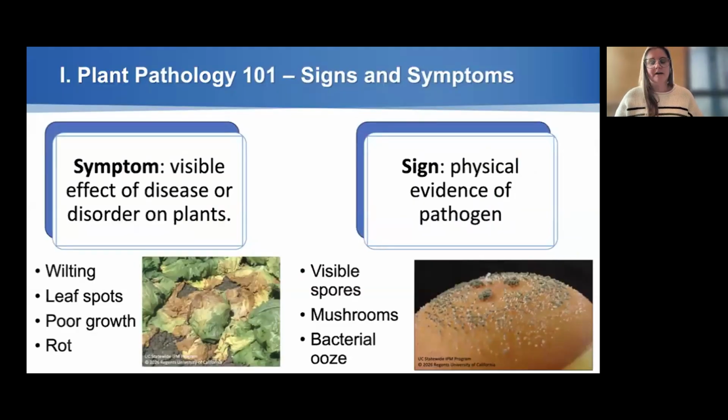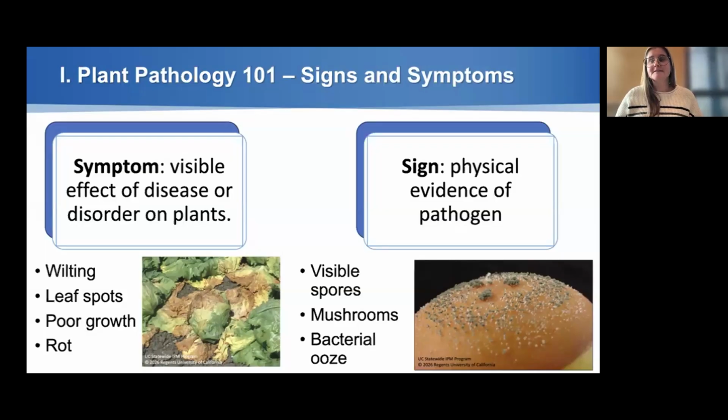The last thing I want to talk about, just as a refresher for plant pathology, is signs and symptoms. These are very important in helping you identify what you have going on in front of you. A symptom is the visible effect of a disease or a disorder on the plant. This is how the plant is responding either to that environmental cause or that biotic cause. So this includes things like wilting, leaf spot, poor growth, stunting, rot, and cankers on woody plants.